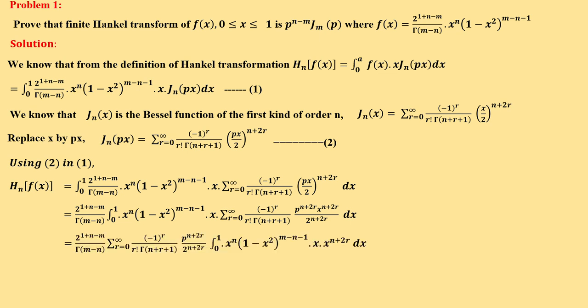That is 2^(1+n-m)/Γ(m-n) times the summation r = 0 to infinity of (-1)^r p^(n+2r) / (r! Γ(n+r+1) 2^(n+2r)). All these are constants, so take them outside the integration. So the integral 0 to 1 of x^n (1-x²)^(m-n-1) x^(n+2r) dx remains, with the factor 2^(1+n-m-n-2r).